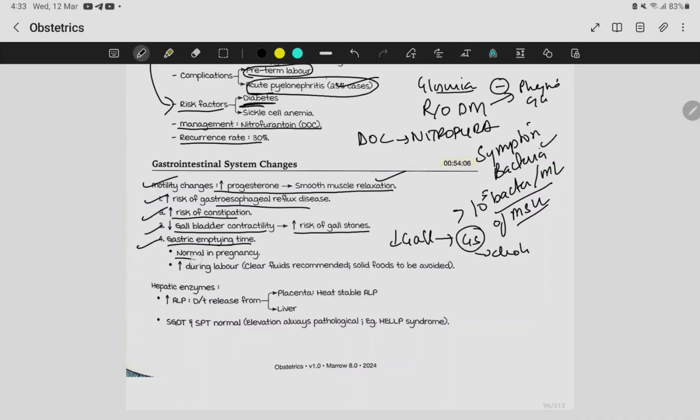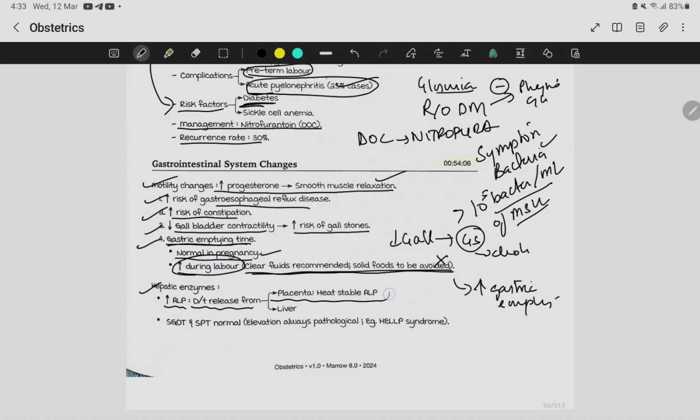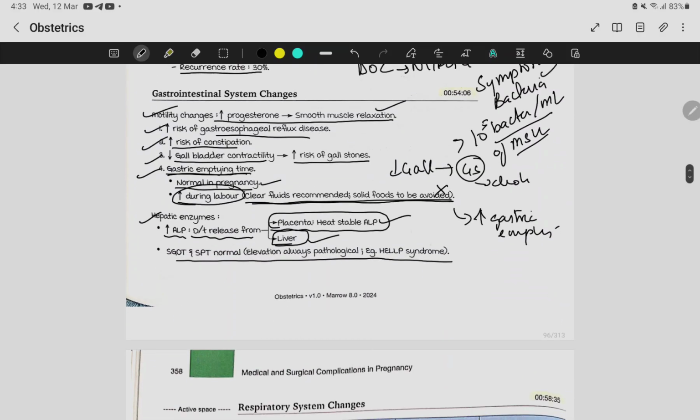Gastric emptying time is normal during pregnancy but increases during labor. Hence clear fluid is recommended. Solid food is not given during labor because of the delayed gastric emptying. Among hepatic enzymes, ALP increases due to release from the placenta, that's heat stable ALP, and the liver also releases it. SGOT, SGPT remain normal. If they are elevated, it suggests elevated liver enzymes, right? It is a component of HELLP syndrome, that is hemolysis, elevated liver enzymes and low platelets.